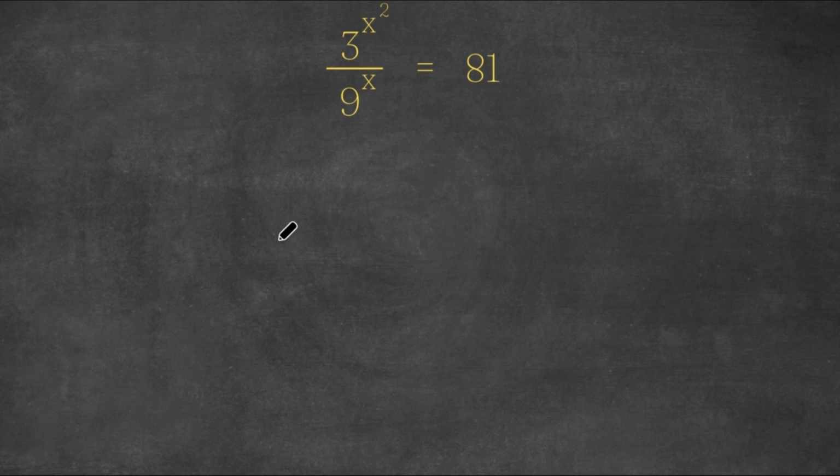In today's video, I'm going to be teaching you guys how to solve this exponential equation. So we have 3 to the power of x squared over 9 to the power of x equals 81.